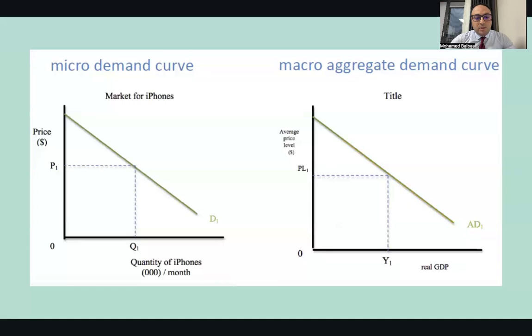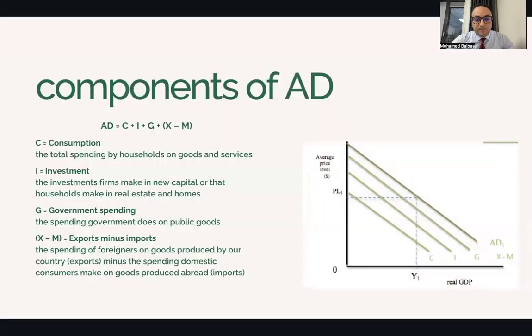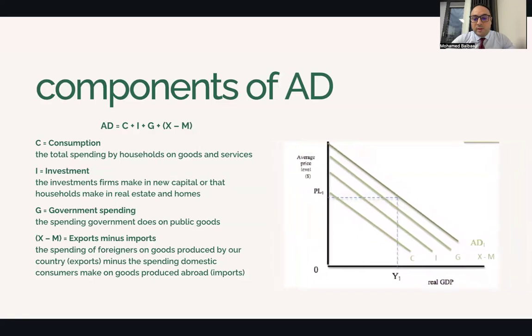This is the micro demand curve that we know. The market for one product like the iPhone: at a given price of the iPhone, there is a quantity demanded. But in macro, we see the whole economy, like the national economy or the economy of any specific country. Instead of the price of one product, we use the average price level in the economy. And instead of the quantity, we use the real GDP, or the output, the total production of the country. So we have these four components of aggregate demand.